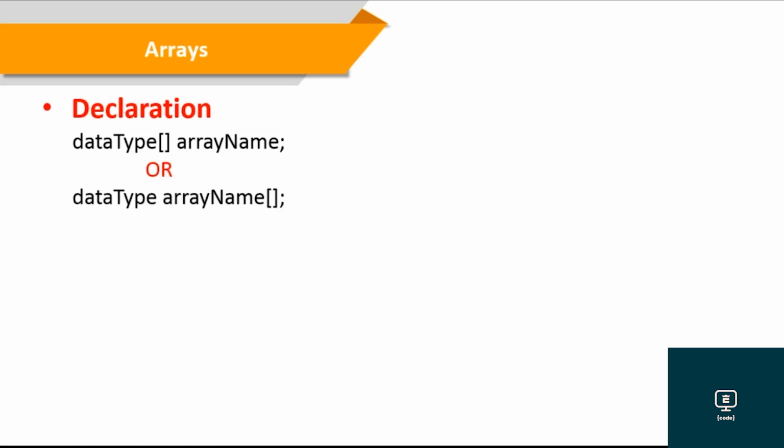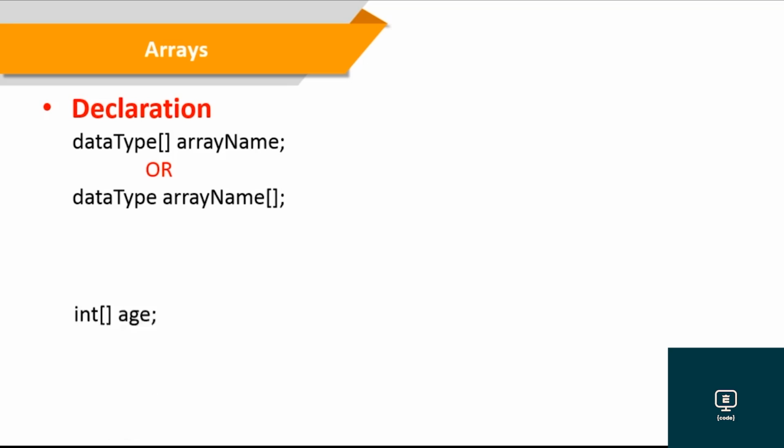Okay, so let's have a look at how to declare an array in Java. The array syntax is data type, square brackets, array name, or data type, array name, square brackets. Both are valid declarations. Data type can be primitive data like int, char, float, double, byte, etc. Array name is an identifier just like a variable.